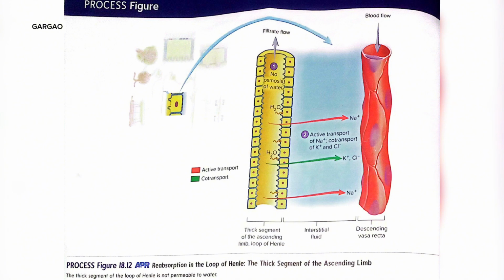The thick segment of the ascending limb is impermeable to both water and solutes. Instead, the cells of the thick segment house multiple types of transport proteins, including ATP-powered pumps and carrier molecules. These carrier molecules remove a significant portion of the solutes from the filtrate, which then enter the interstitial fluid. It is this active transport of solutes that contributes to the kidney's ability to conserve water.